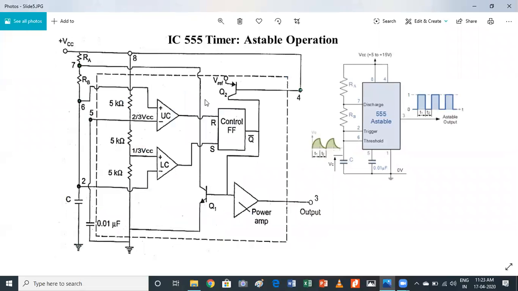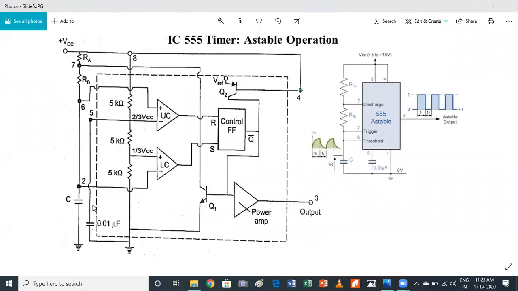See, this is the internal diagram. The same circuit is connected here, the same thing. So RA, RB and C. This is for understanding purpose only with the internal diagram. Okay, now the supply is on.